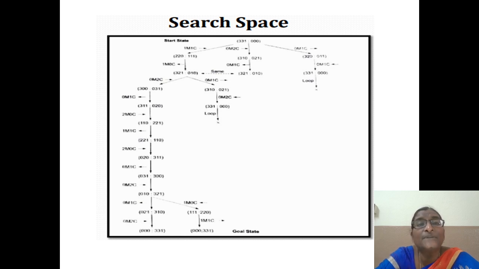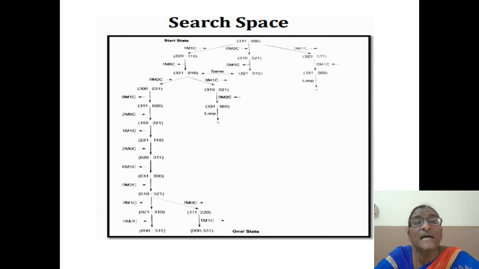So here we'll apply our rules. One missionary and one cannibal will move. When they move, three missionaries will be reduced to two missionaries, and three cannibals will be reduced to two cannibals. The boat is not there on the left side, so it will be 0. And the boat has moved to the right bank, so on the right side it becomes 111.